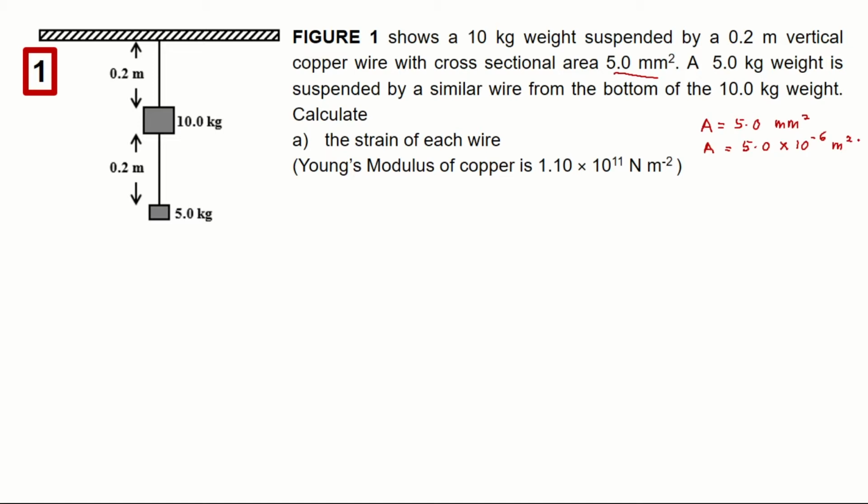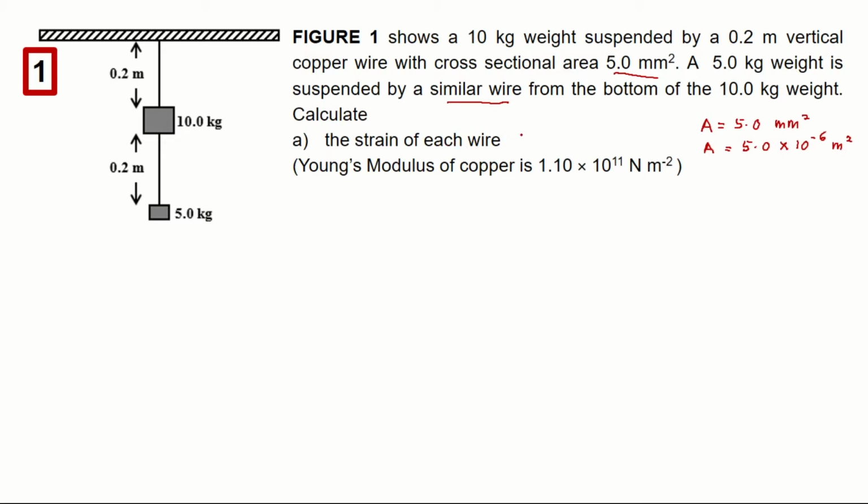And then a 5 kg weight is suspended by a similar wire. So similar wire means that wire 1 and wire 2 here are similar wires. It means that we have the same Young modulus. So for copper wire, the Young modulus given here is 1.10 times 10 power of 11 Newton per meter squared. A 5 kg weight is suspended by a similar wire from the bottom of the 10 kg weight. Calculate the strain of each wire.